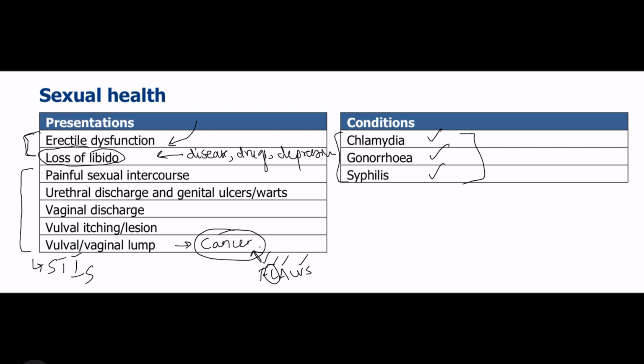So as you can see, this is a very brief topic, but it is a very important topic, and it can cover about one station in your UKMLA journey.